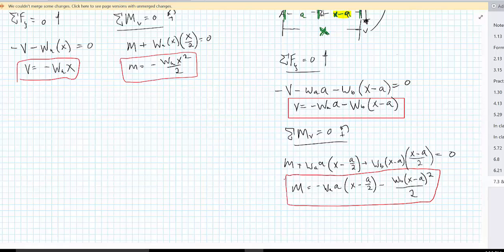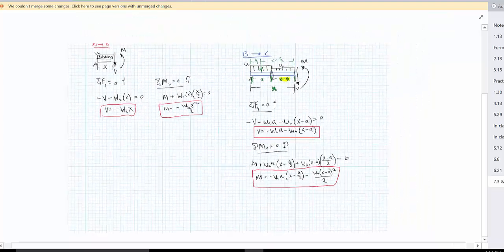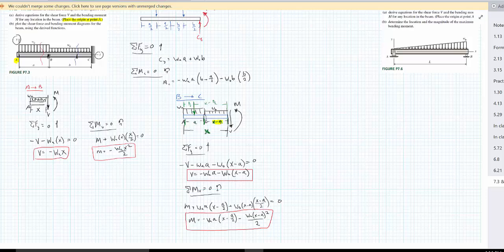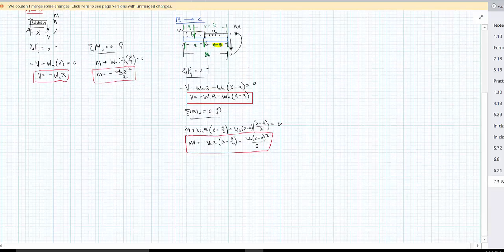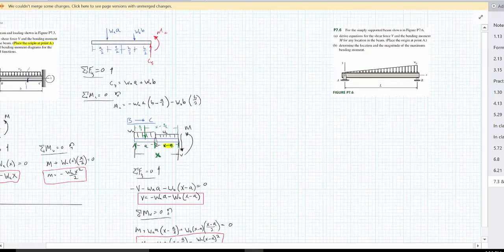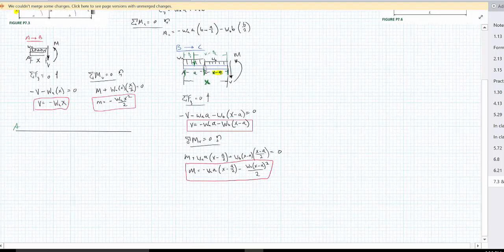Now, part A has completed the problem. Part B, what it asks, is for us to plot the shear force and bending moment diagrams for the beam using the derived functions. So what we can do is draw our, just a quick line is what I like to do. Oops. Straight one. And then identify the points. So this would be A, what is it? A, B, and C.